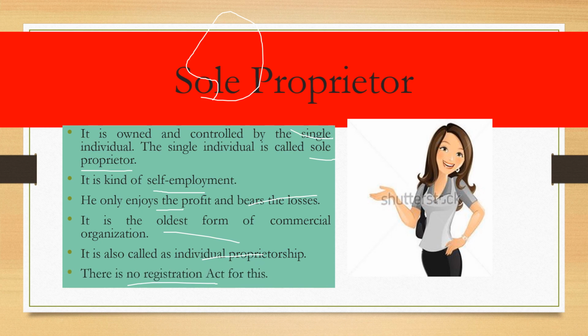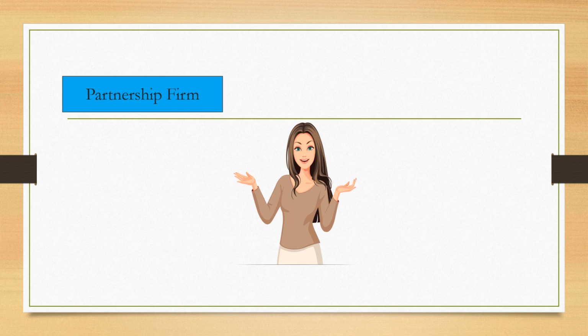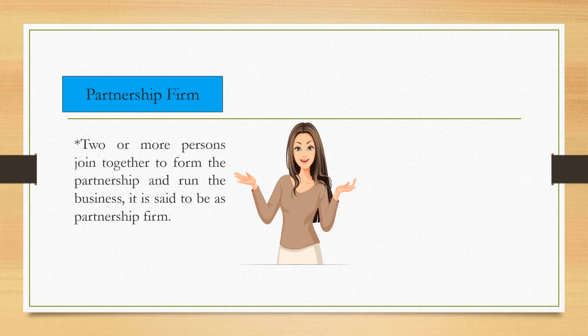And now we are going to see partnership firm. So, sole proprietorship says that only a single person acts as an owner. He is the only person to enjoy the profits and bear the losses. So now in partnership firm, how many persons are required to start a business? Two persons are required to form a partnership firm and run the business.